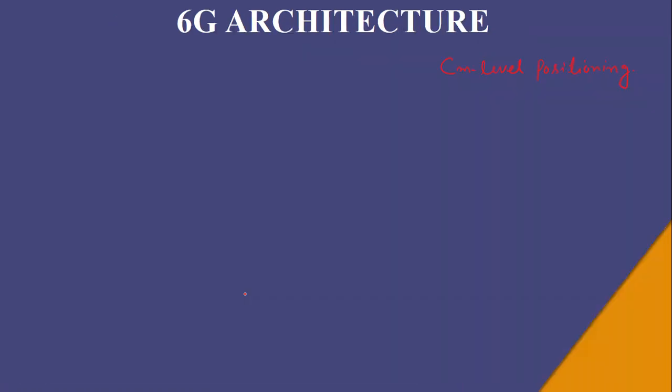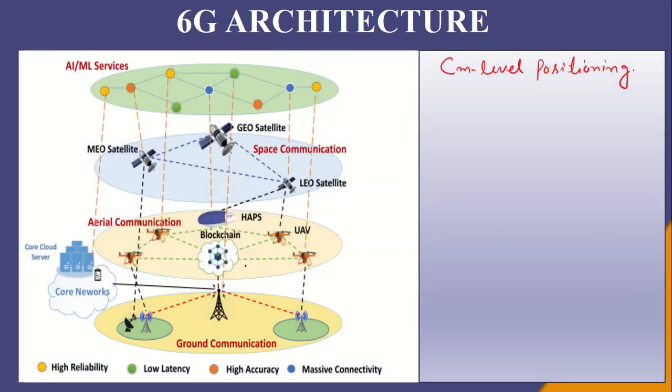So let's move to the 6G architecture. Here in the 6G architecture, there are three networks: ground network, air network, and space network. On the ground network there are multiple base stations, some micro base stations and some macro base stations, and these micro base stations are connected with their backhauls from these base stations, and this will connect to the core network, to the server, the cloud server. And above the ground network there is the air network.